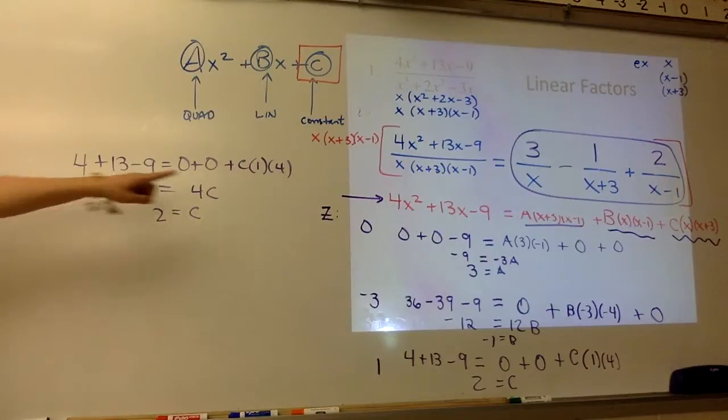All I'm doing is, where that purple arrow is, I'm plugging in 1 for x. 4 times 1 is 4. 13 times 1 is 13, and going right across.